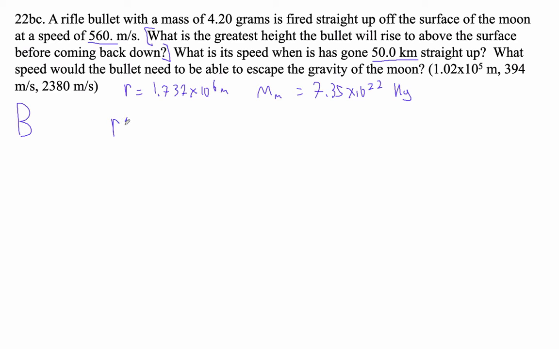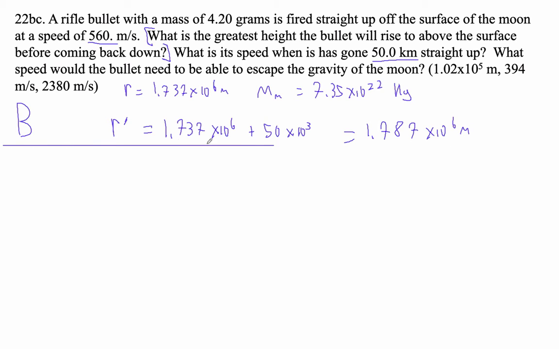So my new radius is the radius of the moon, 1.737 times 10 to the 6th, plus 50 times 10 to the 3rd. So let's figure that out. That's the first thing. 1.737 E6 plus 50 E3 is 1.787 times 10 to the 6th meters. So that's the new radius.